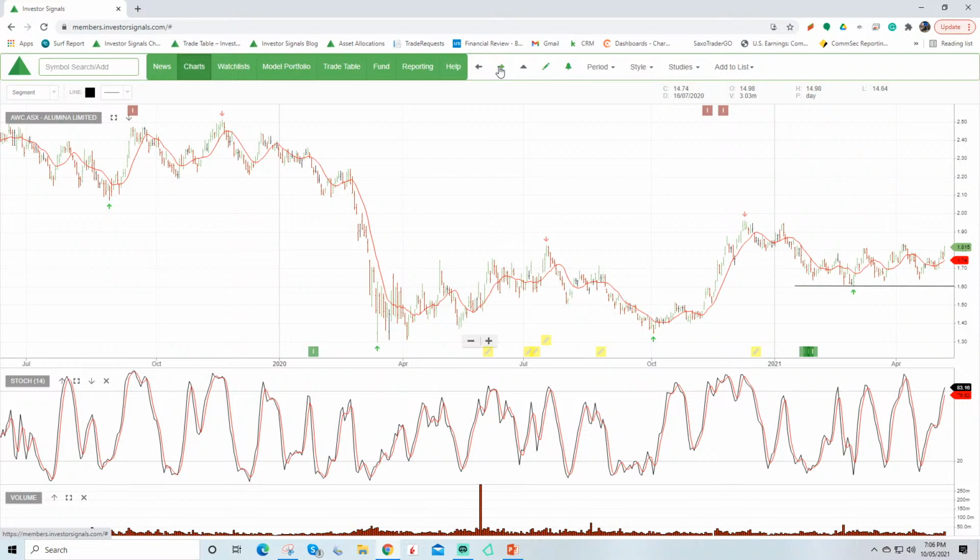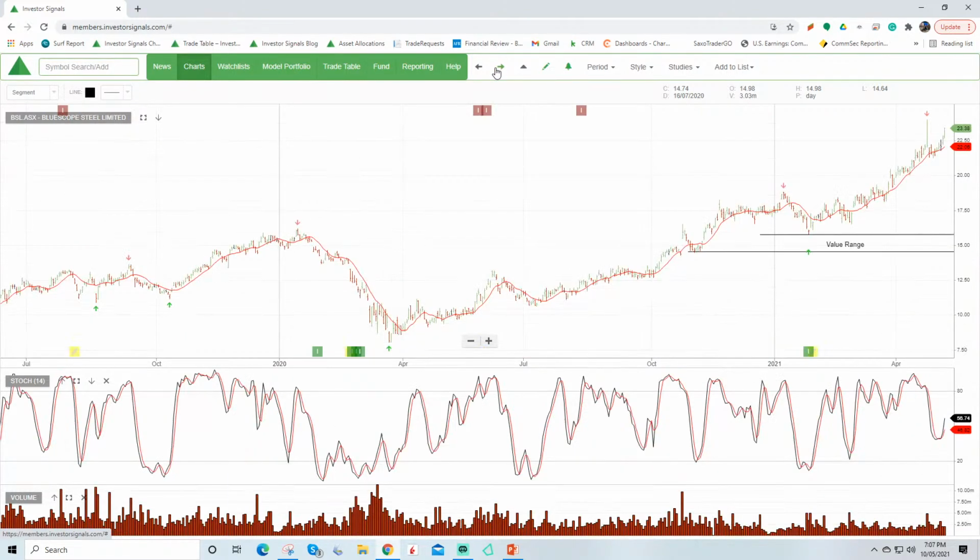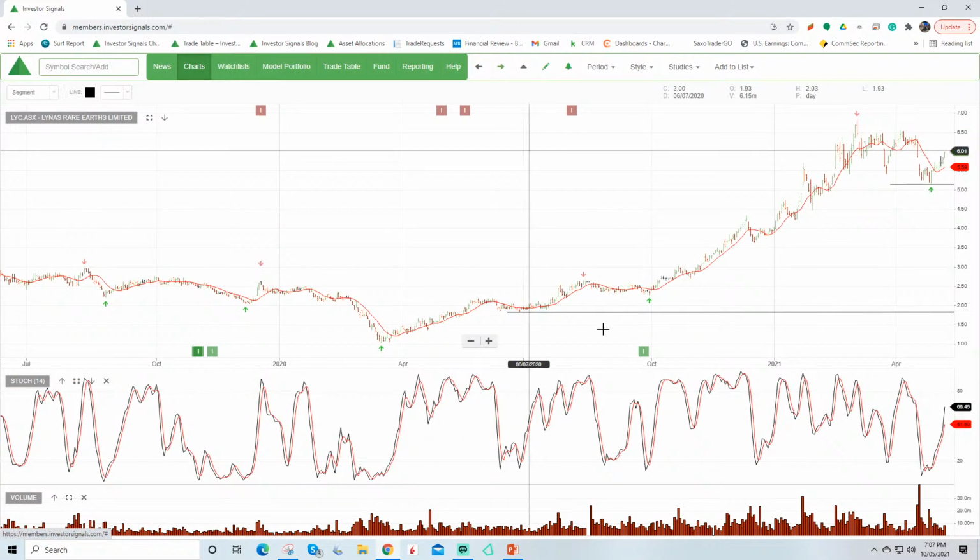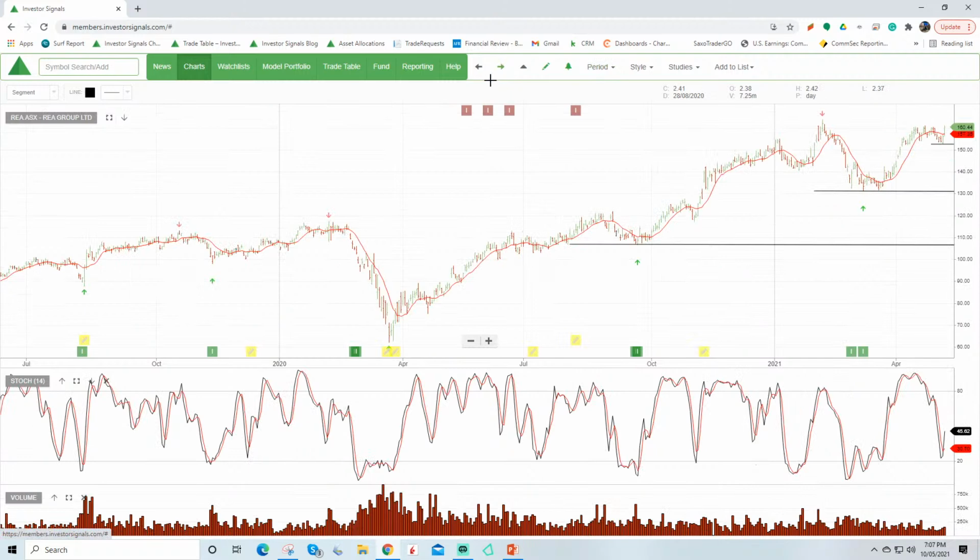Alumina, under buy conditions, support there around 160, pushing 180. Blue Scope performing strong after that buy signal there at around $16, now pushing up towards 23. Lynas, original switch from sell to buy condition here at around 230, now pushing up towards $6, higher low there at around 5.